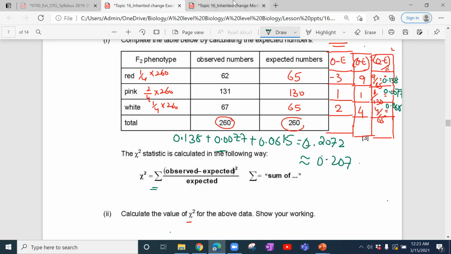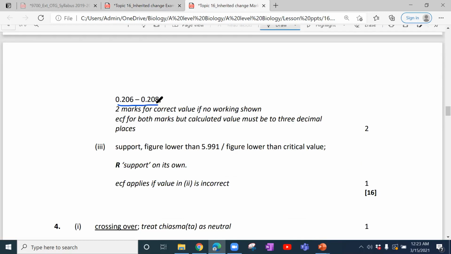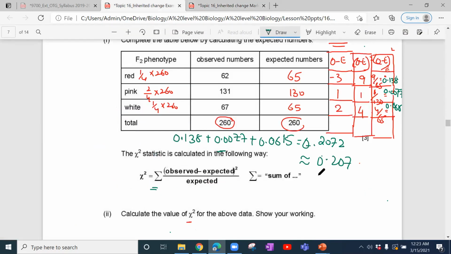So let's look at the answer key, and this is the range of answers: 0.206 to 0.208. Okay, we got 0.207. All right then.